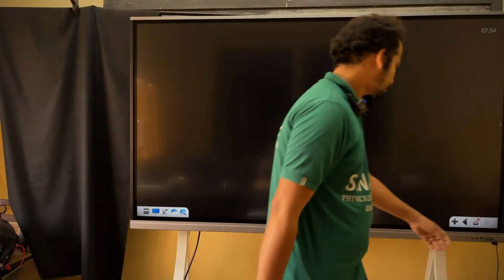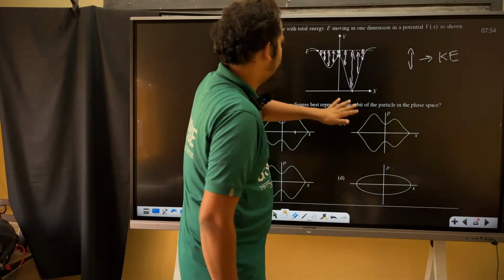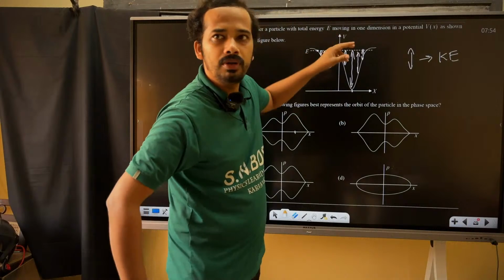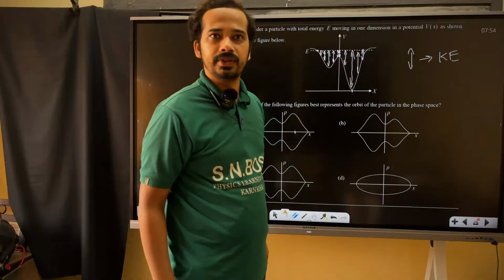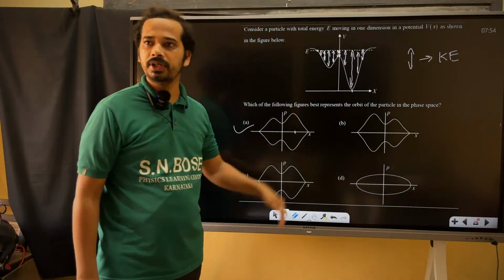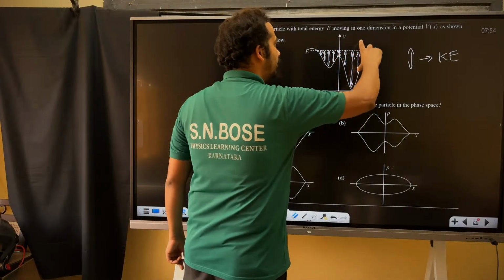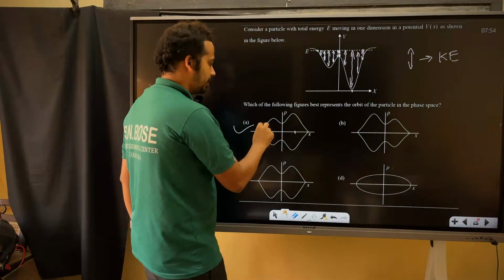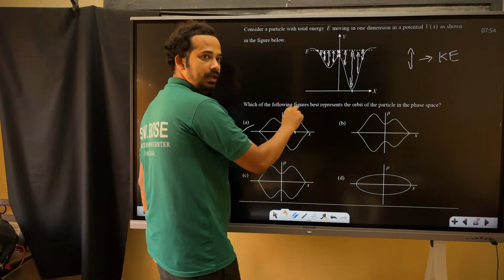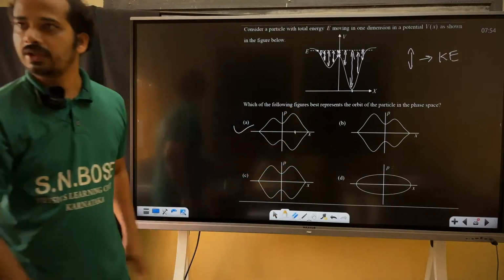Just draw the potential, draw the energy, keep on drawing the kinetic energy variation. That variation will be reflected in the momentum variation. Kinetic energy increasing, decreasing, increasing to a high value, decreasing to zero. Momentum increasing, decreasing, increasing to a higher value, decreasing to zero. That's how it is happening.